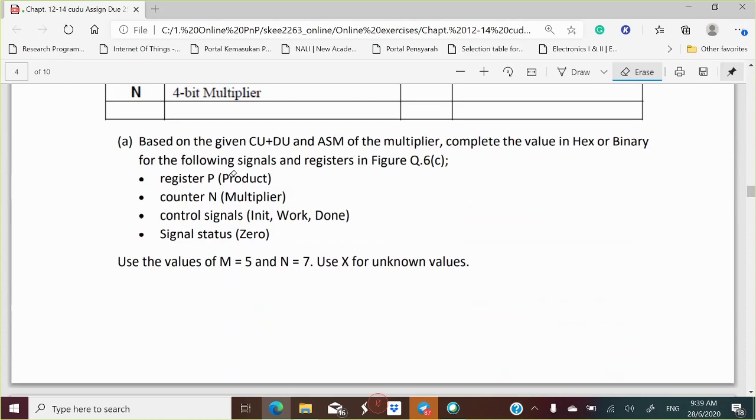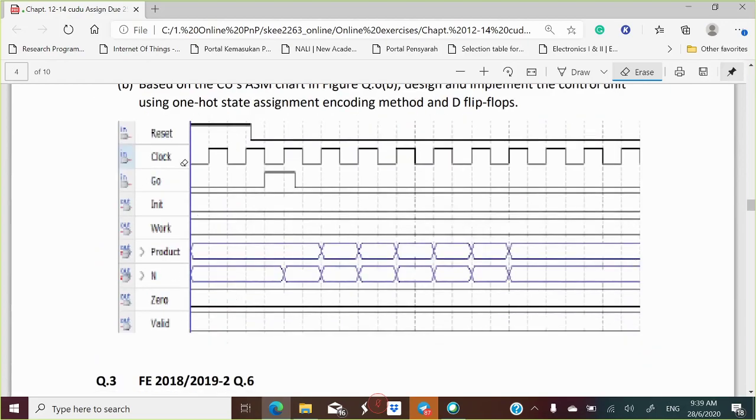Again, what is the content of the register, what is the counter, the control signal, and then we will give you the timing diagram or the simulation waveform, and you have to fill it up. Which ones do you have to fill up? You need to fill up the init, the work, the product, the end, the zero, and the valid, right? These are not given. Only reset, clock, go, only the top part. So basically, init and work are the control unit results, and valid is from the control unit, but zero, end, and product are from your data path.